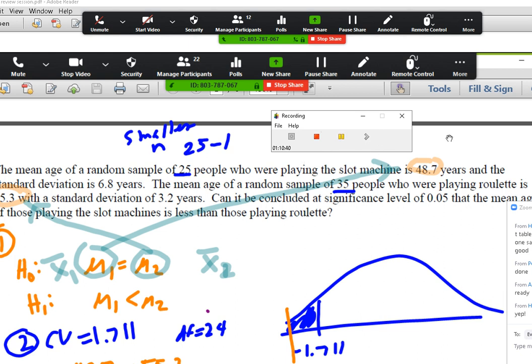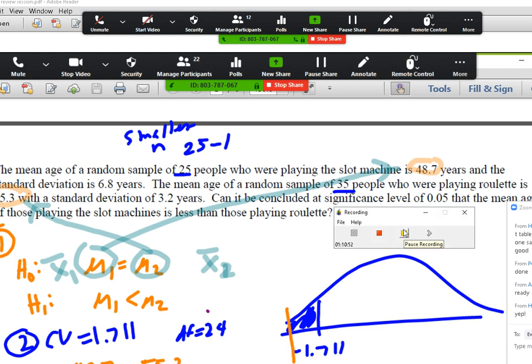Alright, I'm going to put the first part of this up so you can check your answers, at least for the H0, H1, and your critical value. And you're going to want to note that you have two n's, you have 25 and 35. You use the smaller one, 25 minus 1, to get your degrees of freedom, so your degrees of freedom is 24. That's how your book does it, so we're going to go with that.